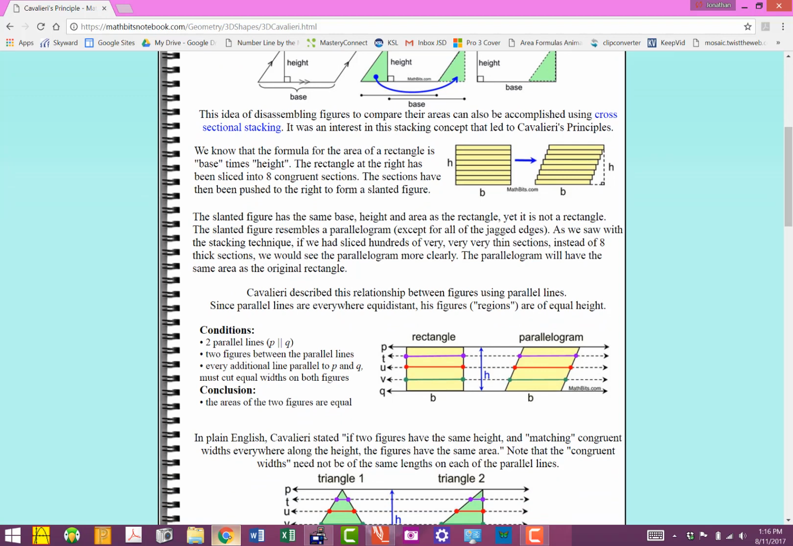Maybe they're wood or something like that. They're stacked on top of each other and they make a rectangle, and this is the base and then this is the height. Well, if you were to take this and just push it over a little bit, make it slanted, the height is still the same. The stack of that paper or wood is exactly the same. So the area of this rectangle is base times height, and when we push it over, it's still base times height. And we've got the same type of picture going right here.